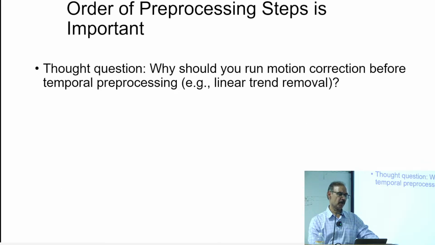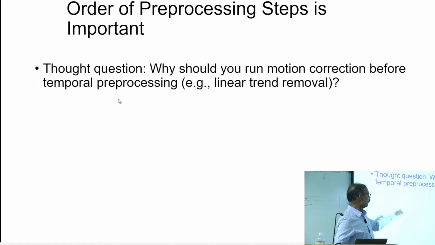The order of pre-processing steps is also important. Why should you run motion correction before temporal pre-processing, for example linear trend removal? I have already told you the answer, and I should have asked: if you were to do motion correction or linear trend removal, which one would you do first? It is always motion correction first, and then linear trend removal. Can you explain why?